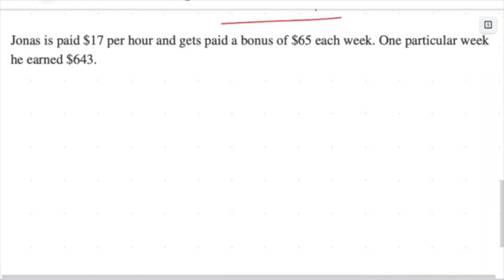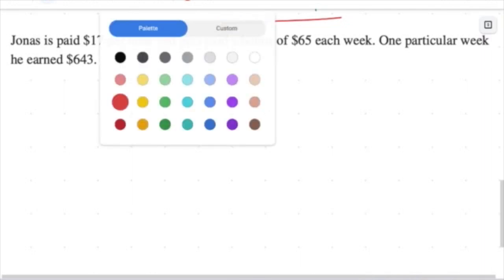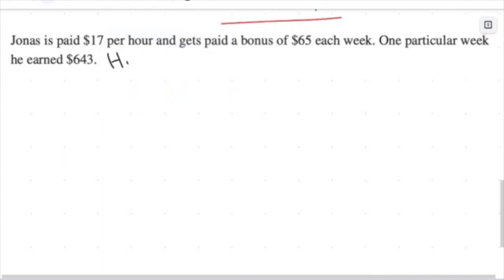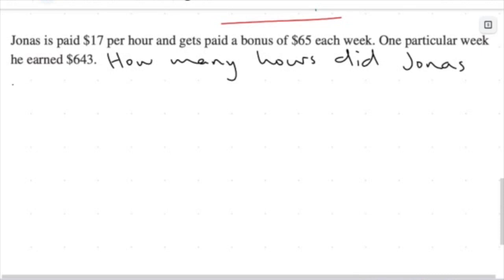$643. And I realized I've forgotten to copy in the next part of this question. So I'm going to write this in here. Let's just add: how many hours did Jonas work this week? There we go.